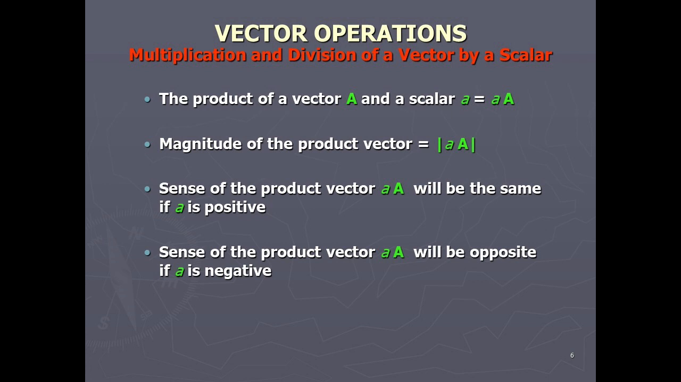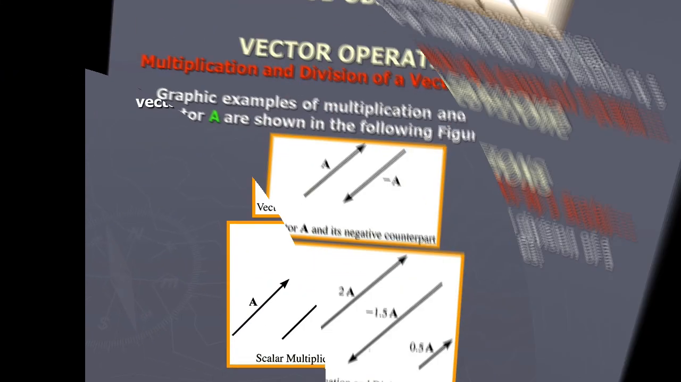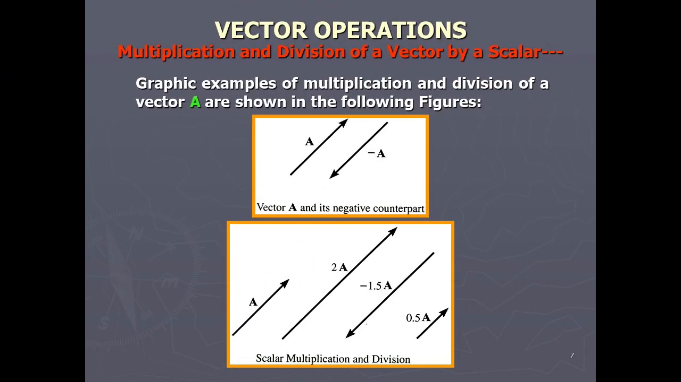When you multiply a vector A and a scalar, it becomes aA. We'll demonstrate it, and the magnitude is given by this. And the sense of the product of the scalar and the vector will be the same if the scalar is positive, and will be reversed, will be opposite, if the scalar is negative. We are going to demonstrate this.